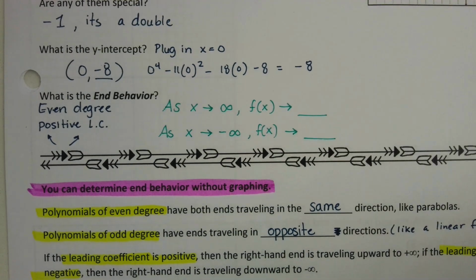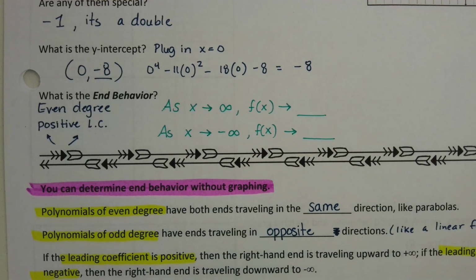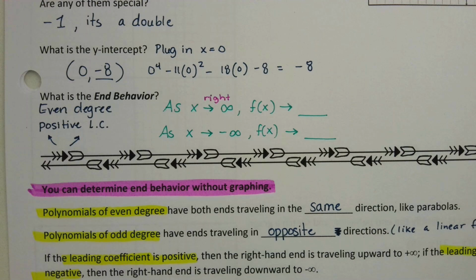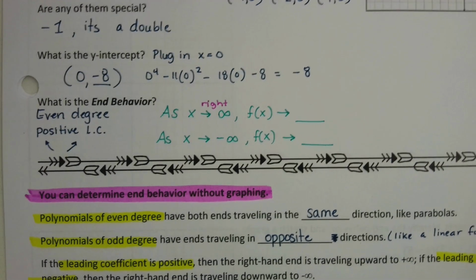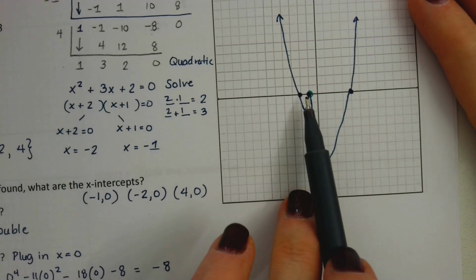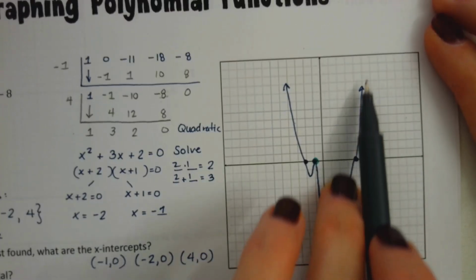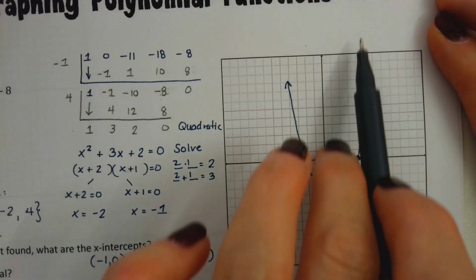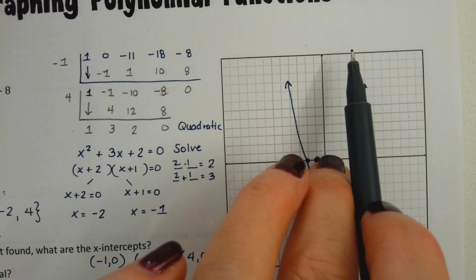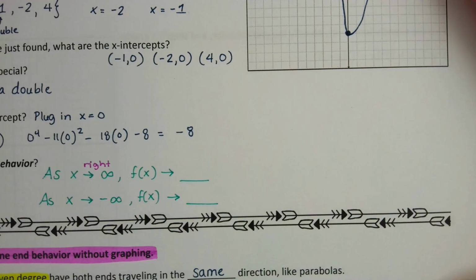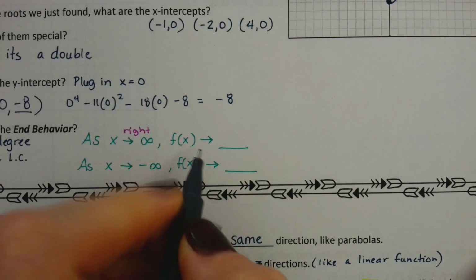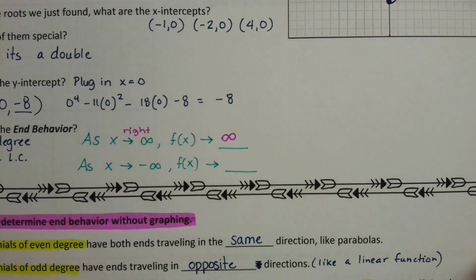Okay, when it says as x goes to infinity, that means as the graph goes to the right, where is the y value, the f of x, going? As the graph goes to the right, where are the y values ending up? We have an arrow pointing upwards. So what would it mean that it's pointing upwards? Where's that going? Infinity. As x goes to infinity to the right, f of x goes to infinity, which means it goes upwards.